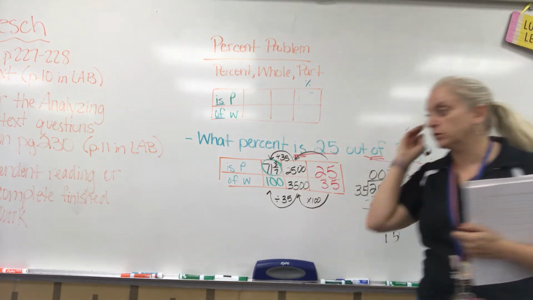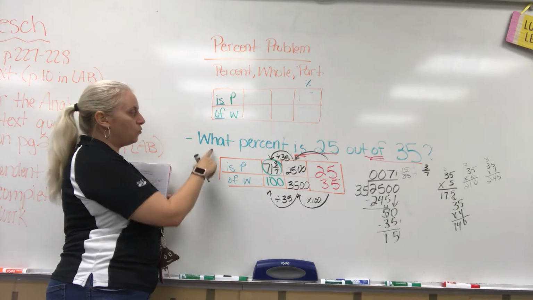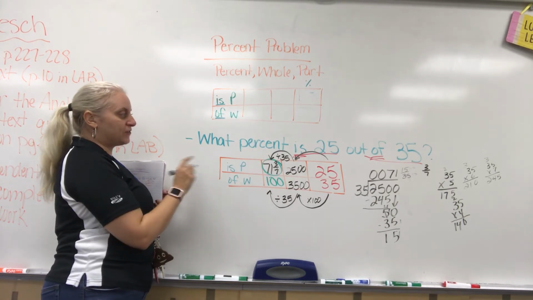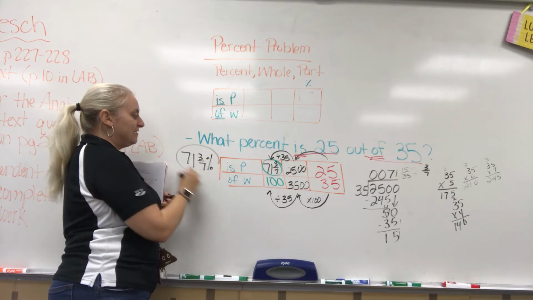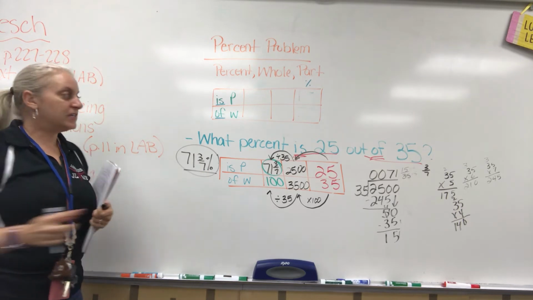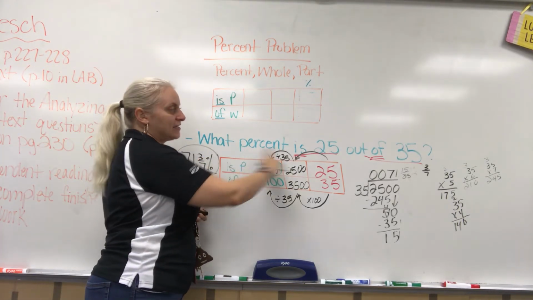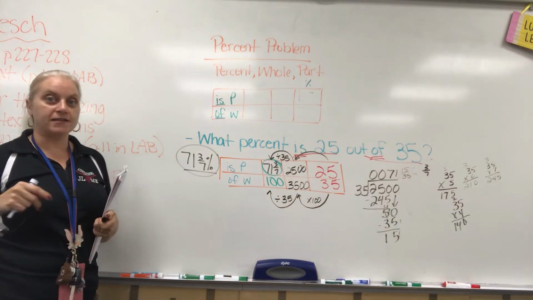This is horrible. This is a really bad example. The last one was not like this. So my answer is, what percent is 25 out of 35? It's 71 and 3/7%. And the only time your answer will have a percent sign in it is when it talks about a percent, but has no percent in the problem. So that means you're the one coming up with a percent.